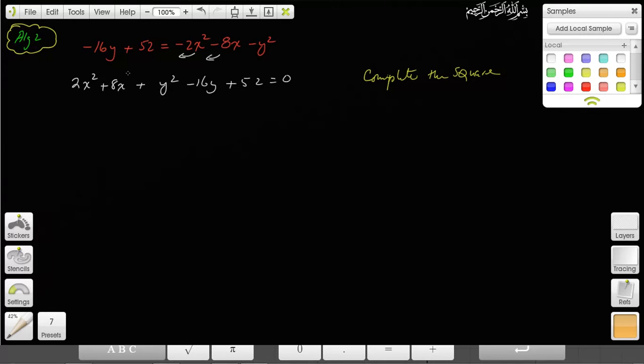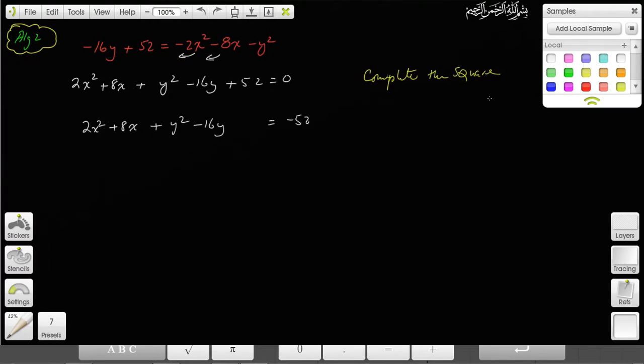What we're going to do is kind of separate ourselves, like divide this into 2 parts. I'm going to take the 52 to the other side and give myself a working group. So I have 2x squared plus 8x, plus y squared minus 16y equals negative 52. So I've taken that to the other side.